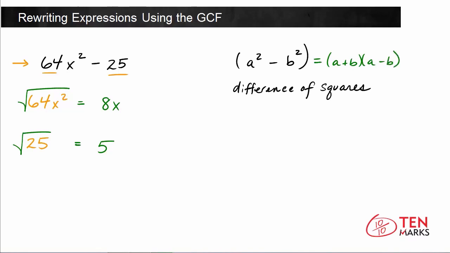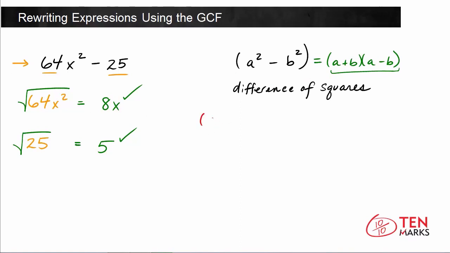So how would you express 64x squared minus 25 in factored form? You have your a terms, right? We already know what a is, and we already know what b is. So what we're going to do is just use this expression here to write our factored form. So a is 8x. So let's start with the first.